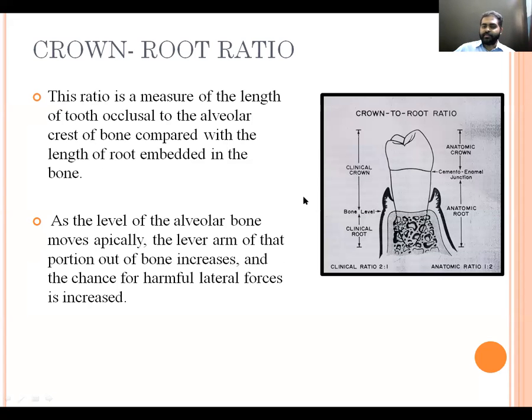The crown root ratio is one of the important parts of the selection of an abutment tooth. So basically, what is crown root ratio? It is the length of the tooth from the occlusal surface to the alveolar bone, compared to the length of the root embedded in the bone. Okay, got it? The clinical crown and the clinical root. So basically, we have the anatomical crown and anatomical root. When we measure the length from the occlusal surface to the crest of the alveolar bone, and the length of the root which is embedded in the bone, that is the crown root ratio we are talking about.